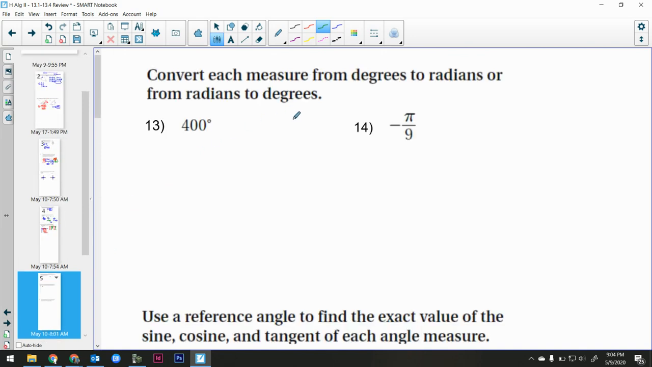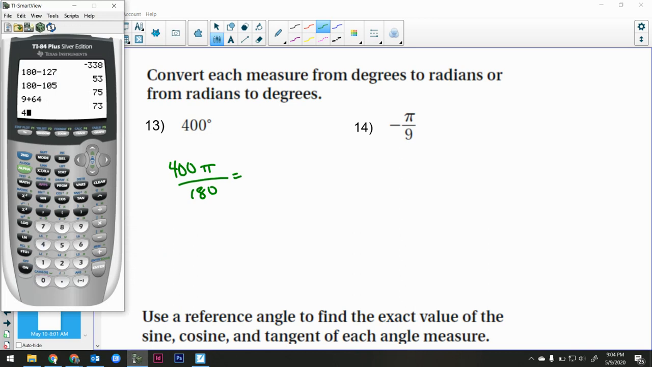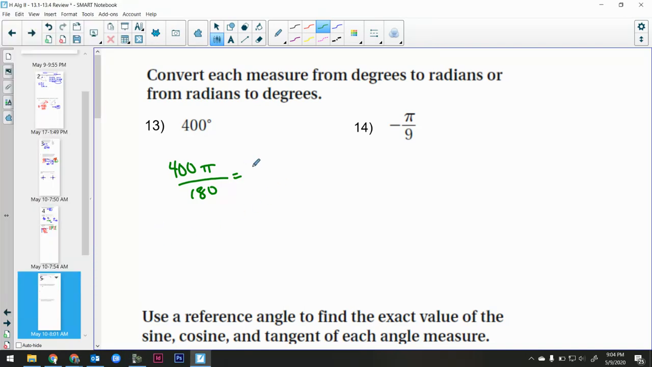Okay, here's 13 and 14. This is changing from degrees to radians and back again. Remember the conversion factor is multiplying by either pi over 180 or 180 over pi. So 400, I'm going to multiply by pi over 180. That means I've got to reduce down this 400 over 180. Easy way to do that is just take 400 divided by 180 in your graphing calculator and then put it to a fraction. That'll give you the improper fraction to use. 20 pi over 9.